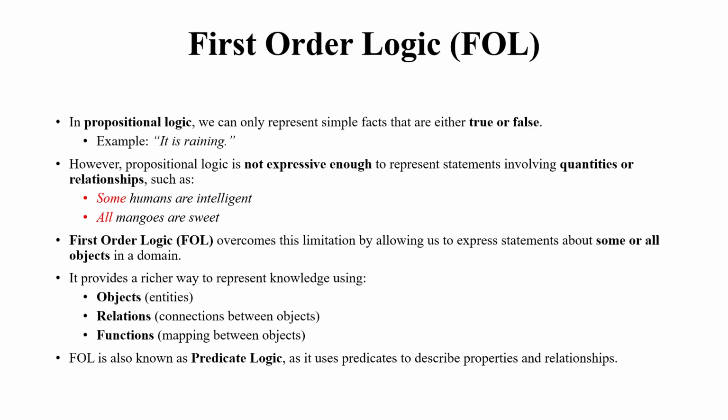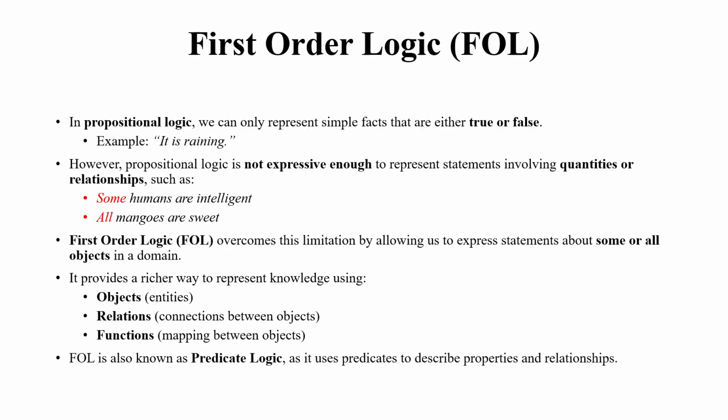Let us now understand the syntax of first order logic. In first order logic, we can use functions and predicates. A function is written as a function followed by the terms inside brackets, like function of term 1, term 2 and so on. Similarly, a predicate represents a property or relationship and is written as a predicate of term 1, term 2 and so on. This is the basic representation of first order logic.